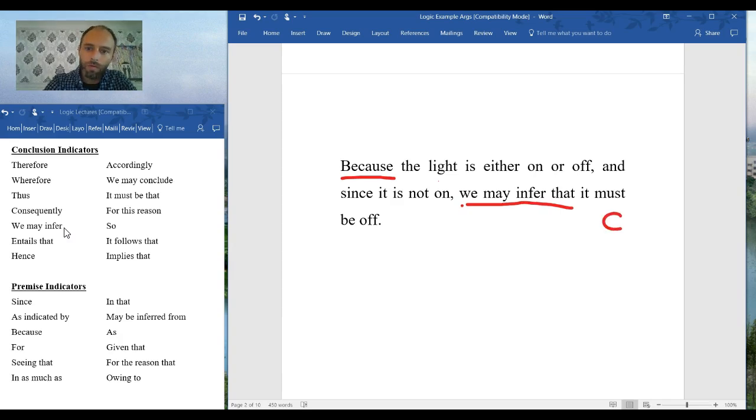With the premises being the light is either on or off, that's one premise, and since it is not on, we must infer that it must be off. So again, two premises and a conclusion.